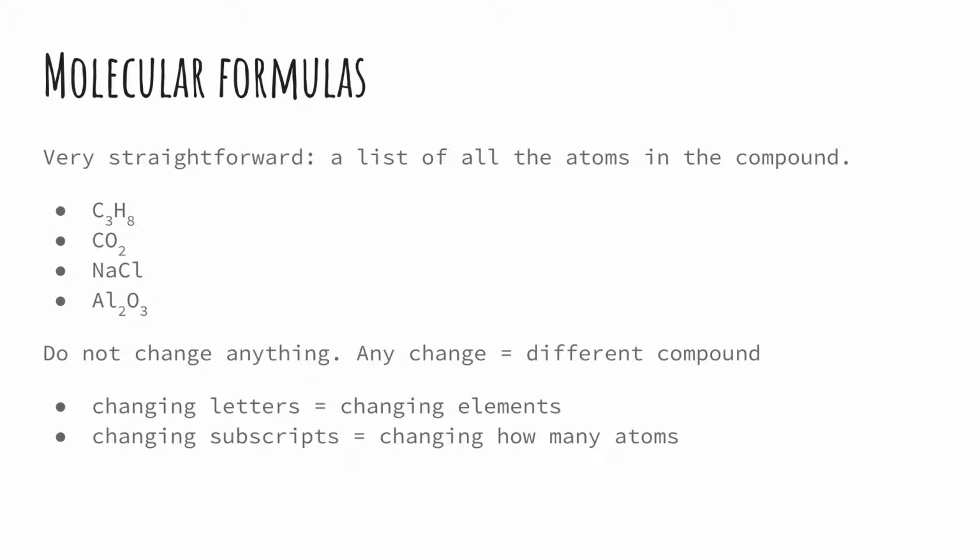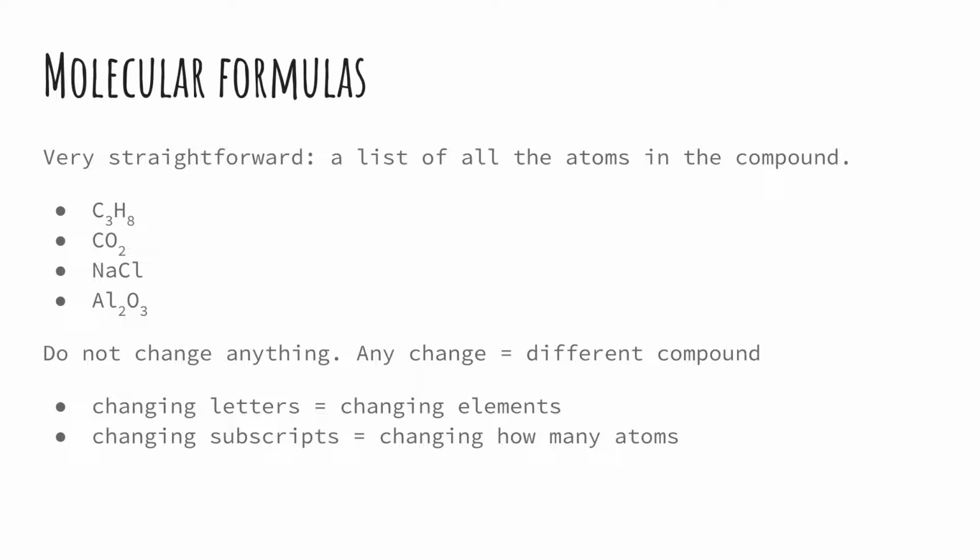The top one, propane, C3H8. It's a molecule with 3 carbon atoms and 8 hydrogen atoms. Next up, CO2, carbon dioxide. 1 carbon atom, 2 oxygen atoms. Note, we don't include the number 1. No reason to. If there weren't at least one of the atom, it wouldn't be in there.